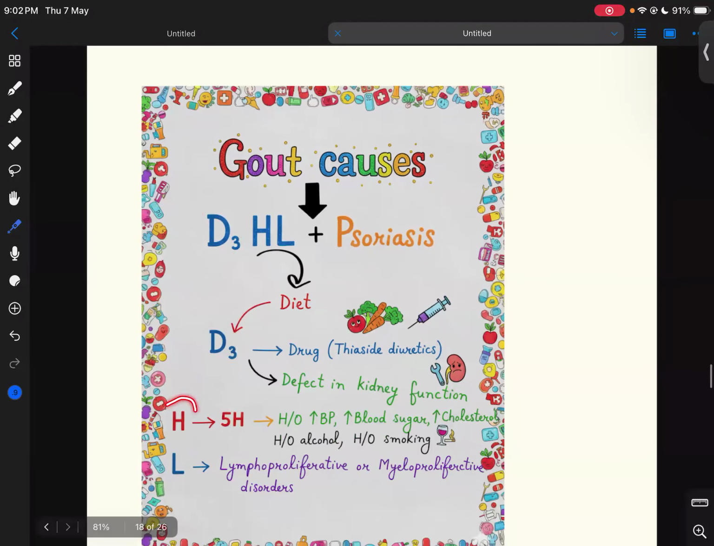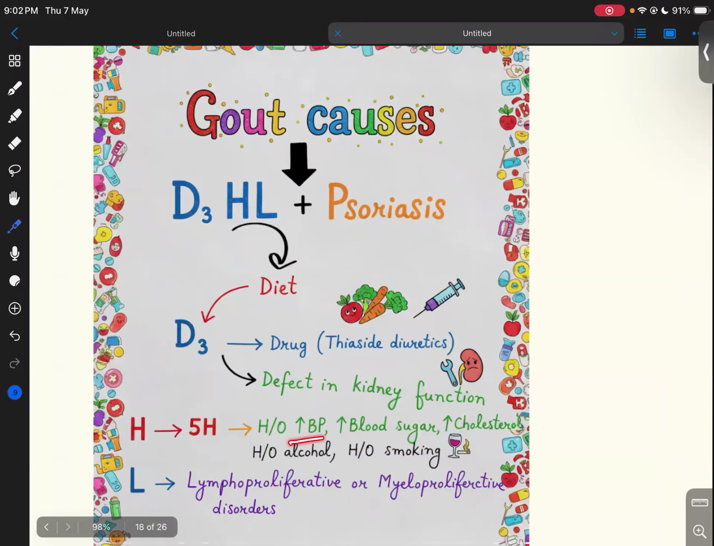Now come to H. There are 5 H. They are all the components of metabolic syndrome, like history of high blood pressure, high blood sugar, high blood cholesterol, history of excessive alcohol, and history of smoking. These are components of metabolic syndrome, and metabolic syndrome can cause increased blood uric acid level, resulting in gout.